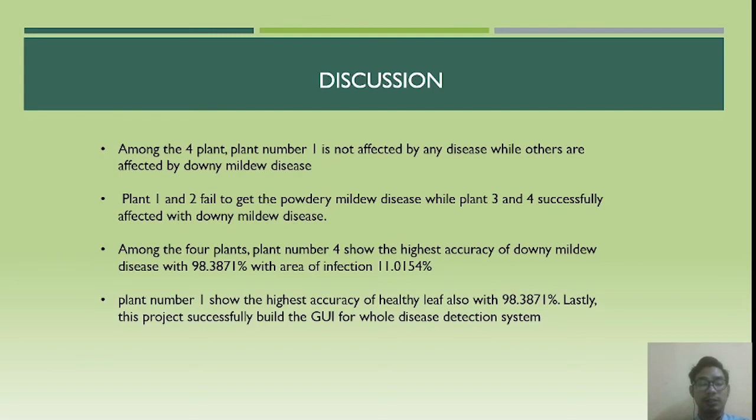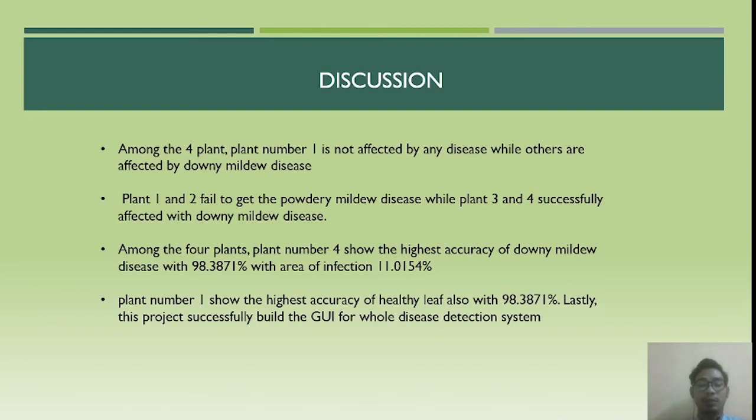For the discussion, among the 4 plants, plant number 1 is not affected by any disease, while the other plants were affected by the downy mildew disease. Plant number 1 and 2 failed to get the powdery mildew disease, while plant number 3 and 4 were successfully exposed and affected by downy mildew disease. Among the 4 plants, plant number 4 shows the highest accuracy of downy mildew disease with 98% and area of infection of 11%.